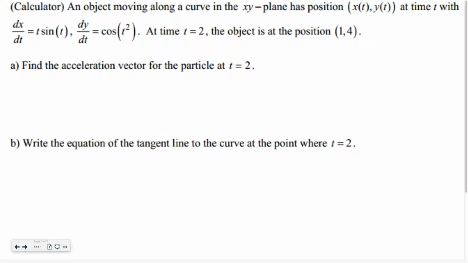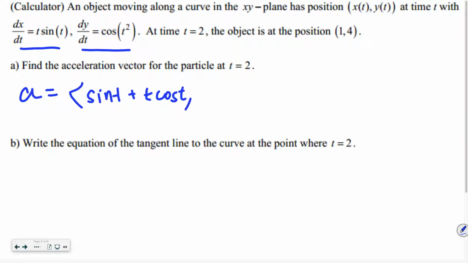So if I want the acceleration vector, what do I need to do with dx dt and dy dt? Find their derivatives. So essentially they're giving you the velocity vector, they just didn't write it as a velocity vector. So our acceleration vector would be, what do we have to do? And then for dy dt, our derivative, we have to do the chain rule with. Oh, why did I write cosine again? I meant to write sine.